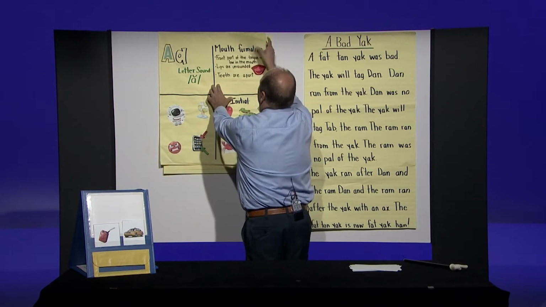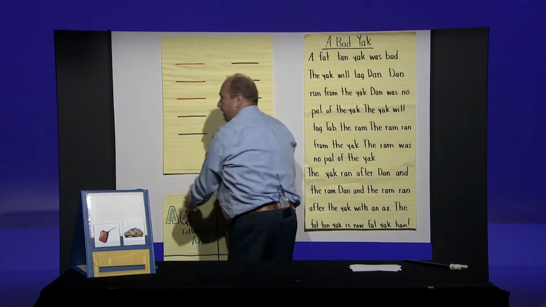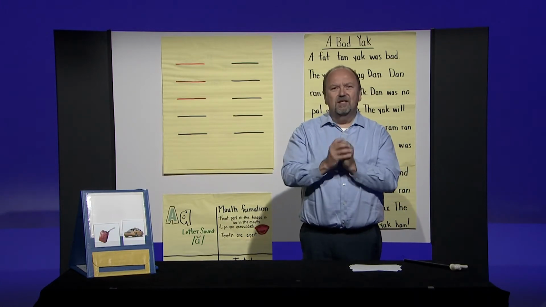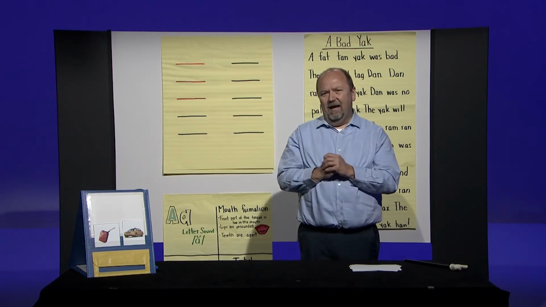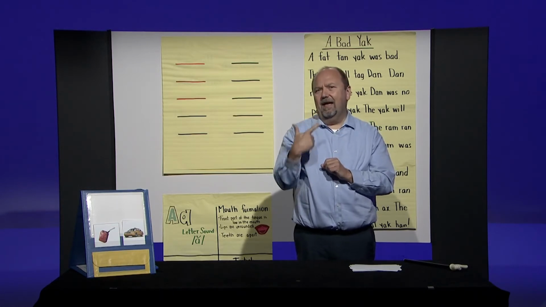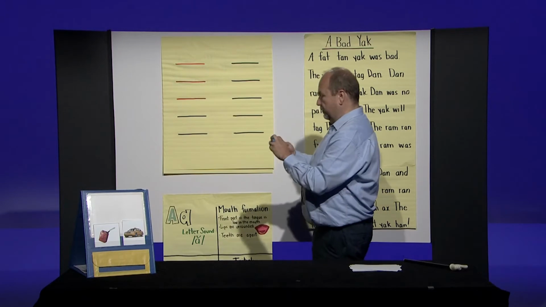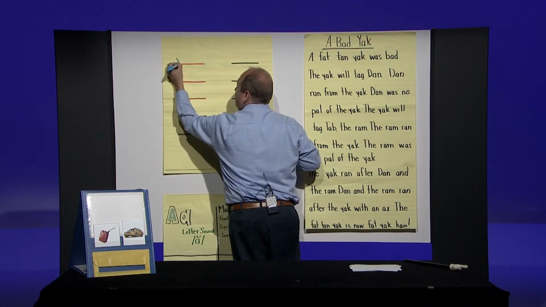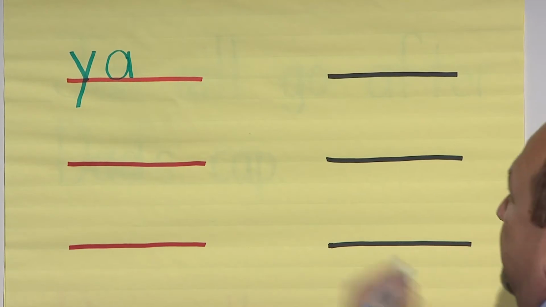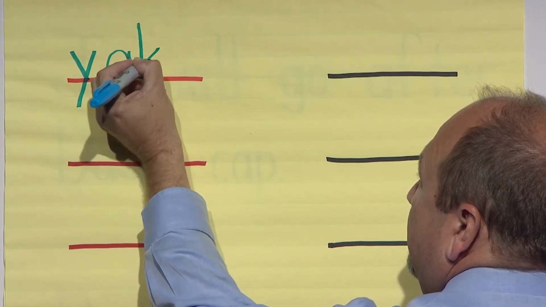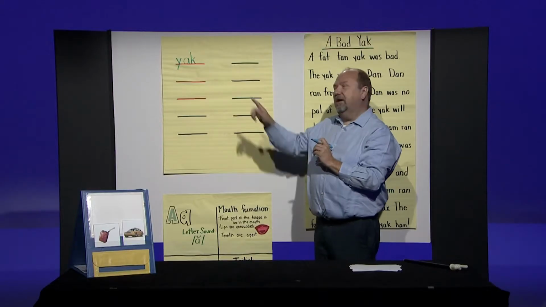Now, it is your turn to write some words. Are you ready to write with us today? So I'm going to write the word yak. What's the word? Yak. How many sounds do I hear in yak? Y, a, k. So now if I need to write the word yak, I'm going to write y, a, k. Our word is yak. Write that word on your paper.